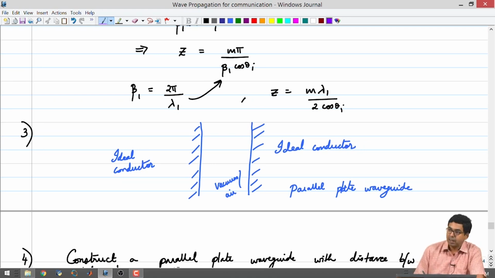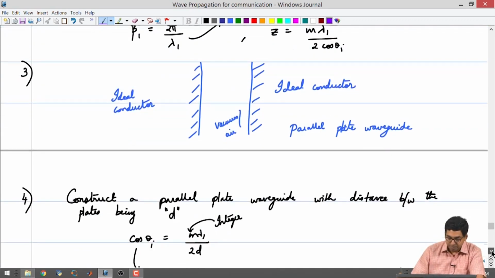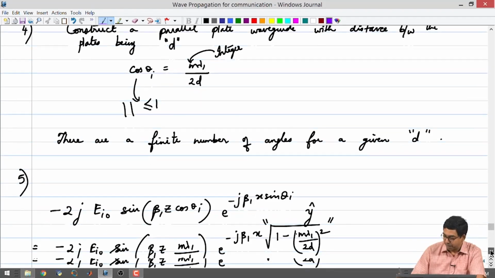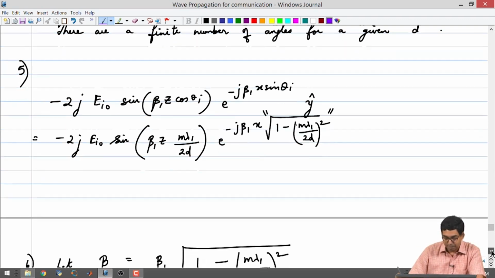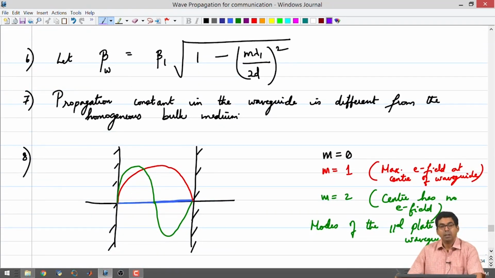Then we placed a second conductor in such a way that it won't disturb the fields which are produced by this interface with the dielectric conductor. And then we went on to derive a few parameters. First of all, we found that the number of angles at which you can launch was discrete, it was not continuous. The field patterns that will emerge because of this placement of two conductors with a dielectric in between, or a parallel plate conductor, is also discrete.